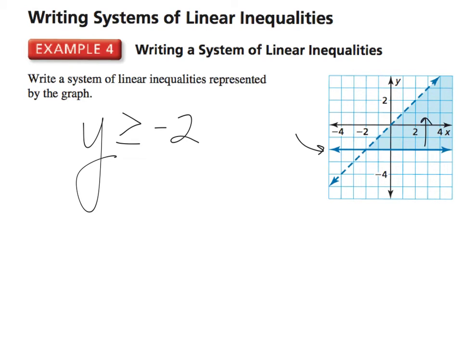Now the second line, I would look at this and go, okay, it crosses through 0 on the y-axis, therefore my y-intercept is 0. My slope goes up 1 over 1, so my slope is 1. So I know it would normally be y equals x. But it's a dashed line, so there's going to be no equal to. And it's shaded below the dashed line, so it's going to be less than. And that is my system: y is greater than or equal to negative 2, and y is less than x.